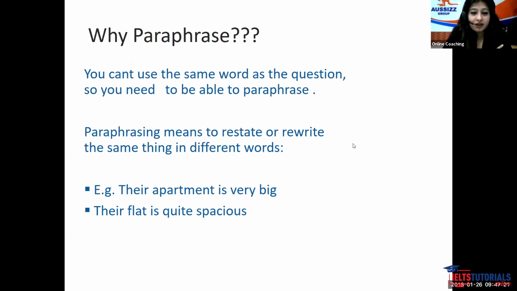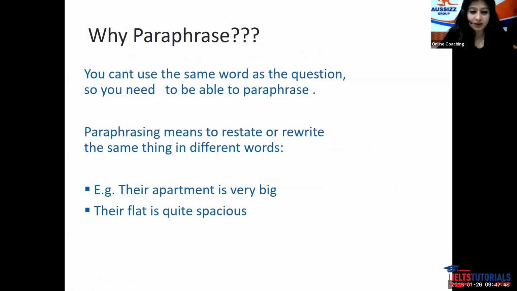Now, why do you paraphrase? Paraphrase means to restate or rewrite something in different words. See this. The apartment is very big. Rather than apartment, I have substituted the word with flat. Rather than very, I've given an adverb, quite. Rather than big, I've given the adjective spacious. Here, spacious is a relevant adjective because I'm talking about an apartment. So this is about paraphrasing.